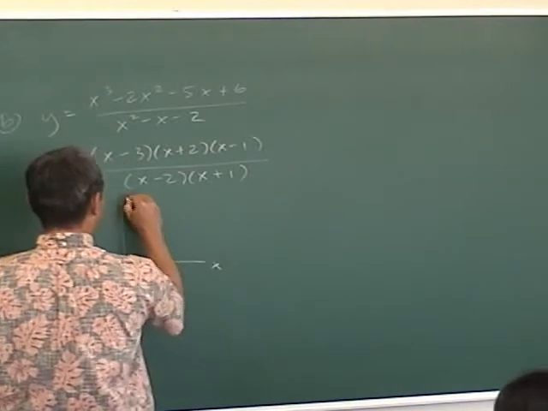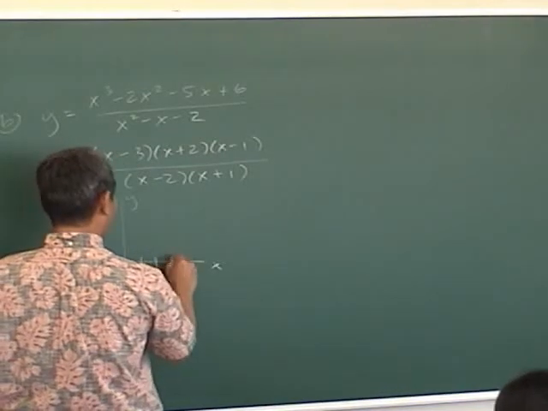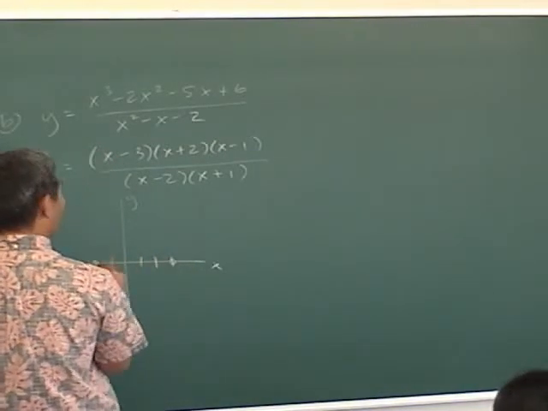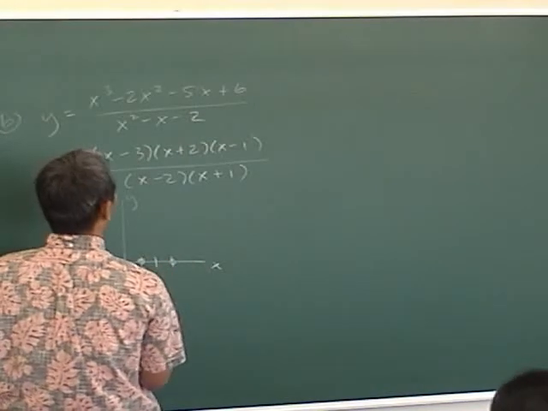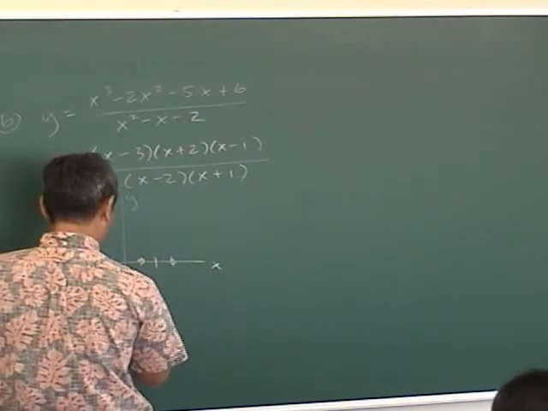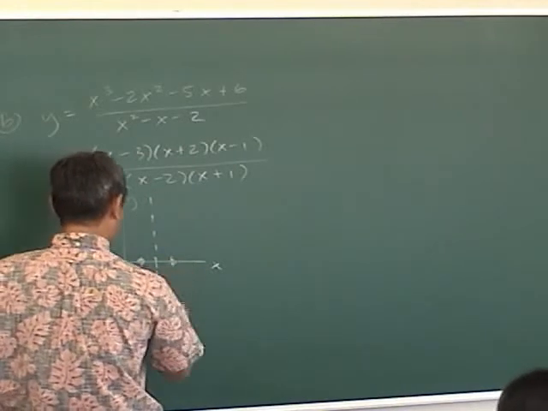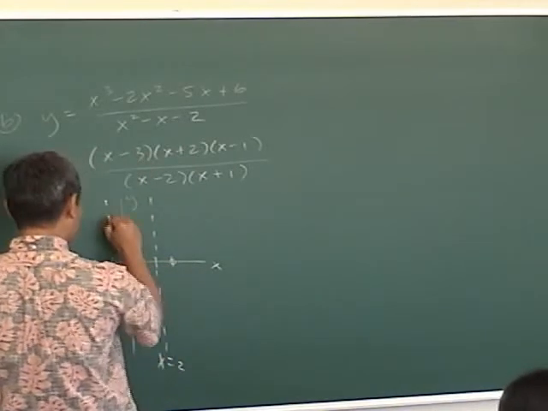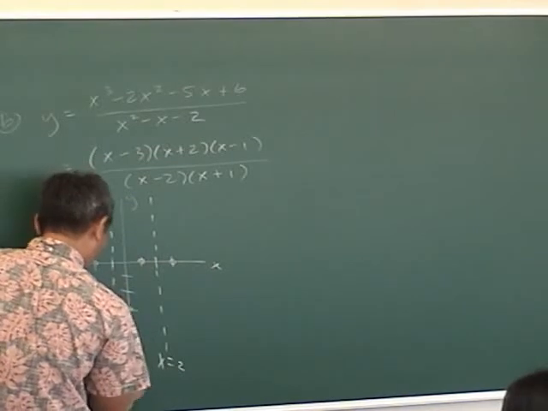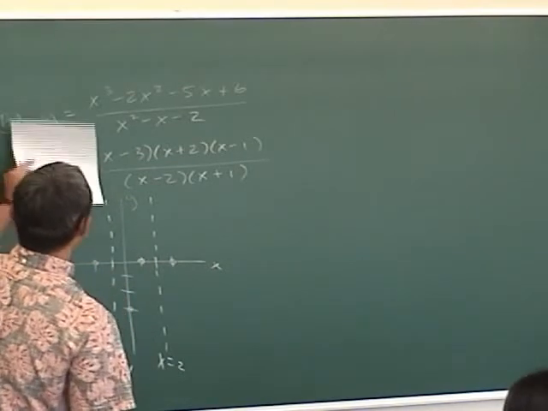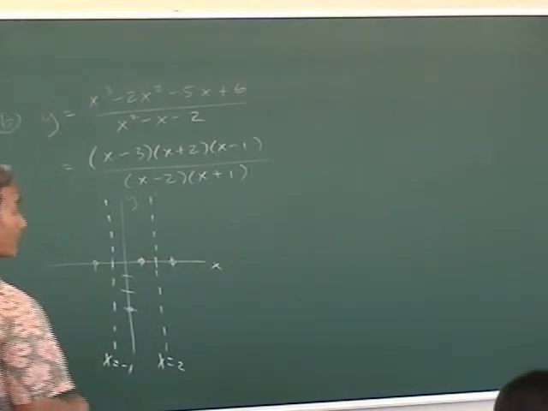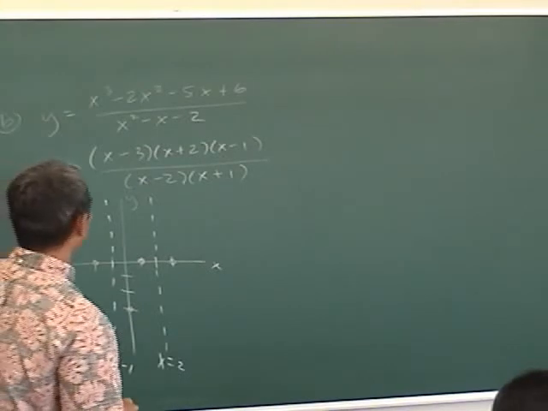So we'll go through the 4 things. X-intercept will be 3, negative 2, and 1. The y-intercept will be negative 3. Vertical asymptote, x equal 2, x equal negative 1. No horizontal asymptote, but since the degree of the top is bigger than the bottom by 1, there's going to be a slant asymptote, so we have to divide.